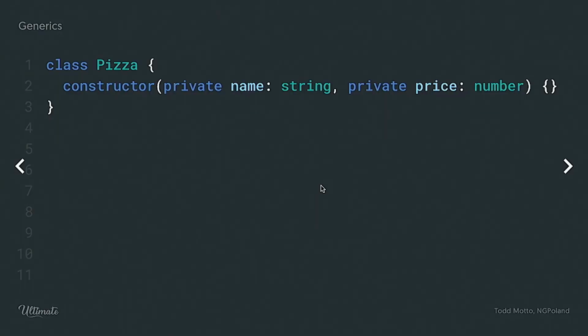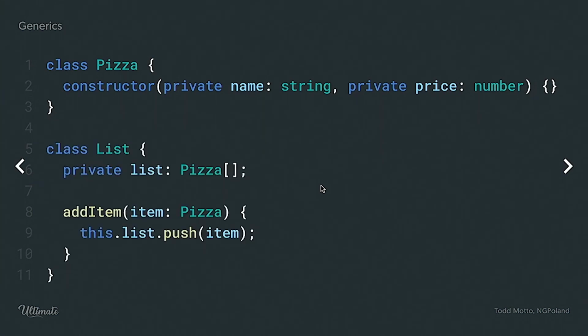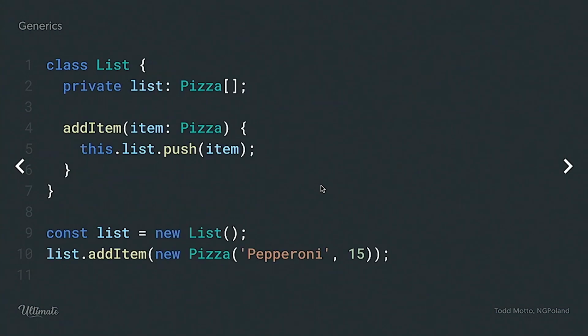So let's assume that we've got a class called Pizza, just some simple constructor with some private variables. And let's assume that we now have some kind of list. We all deal with objects, arrays, and these types of things. Now, at the moment, I'm hard coding my pizza array as private list of type Pizza. When I add an item to this list, we can then accept that pizza as an argument. So this is really good in this respect. So we can say const list, create a new instance, and then I can call my method, and everything is perfect.